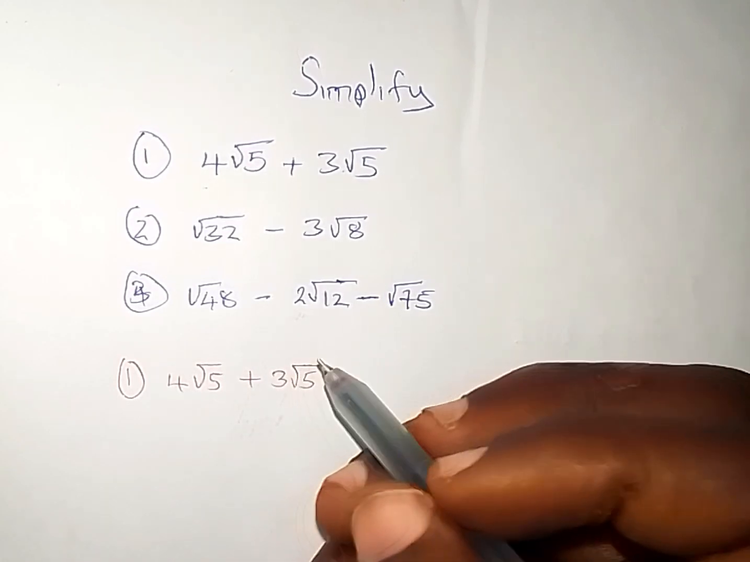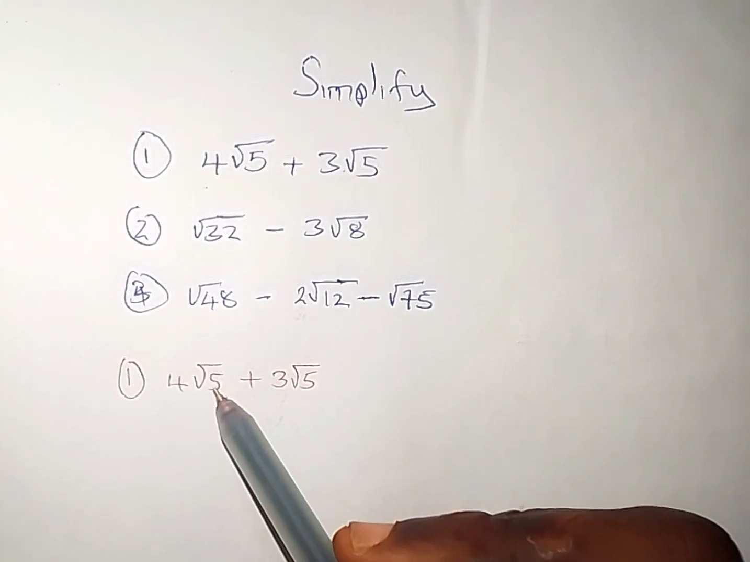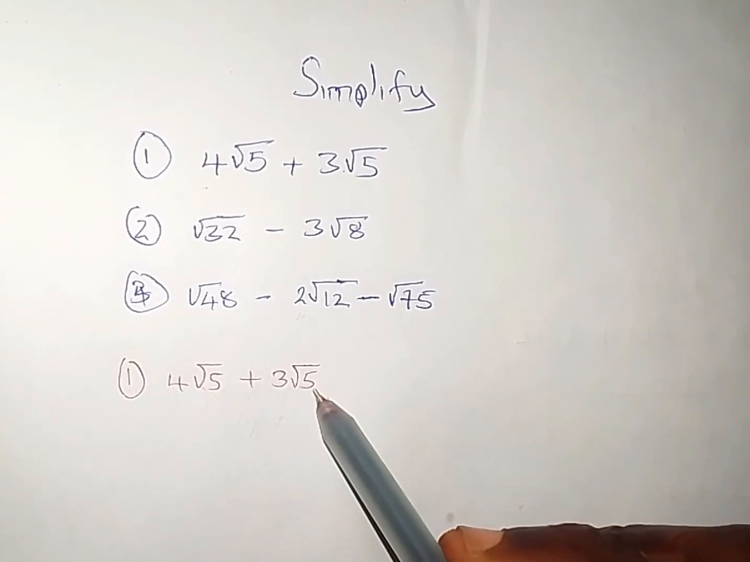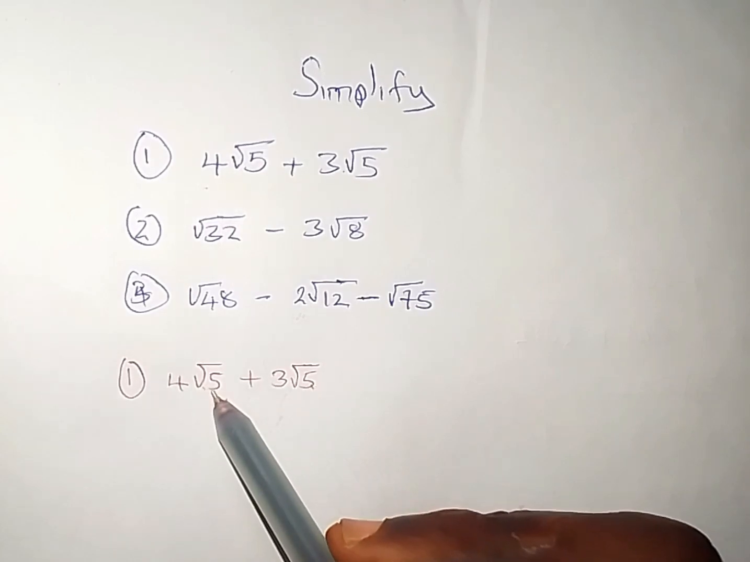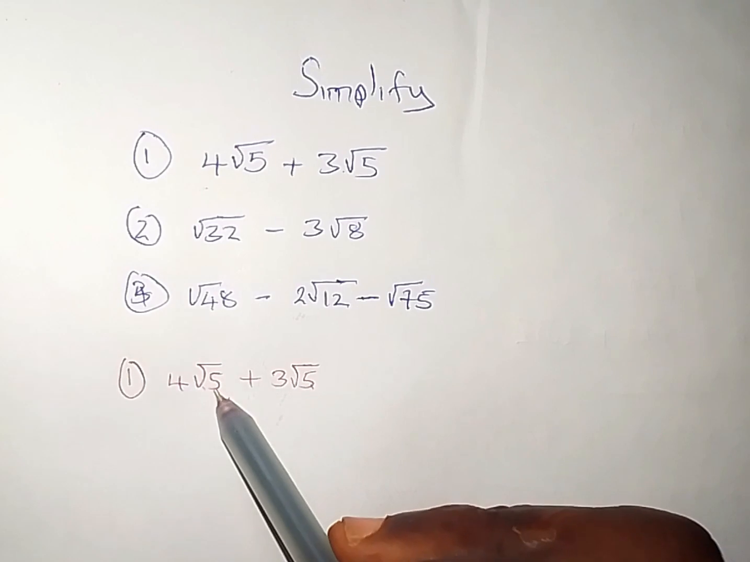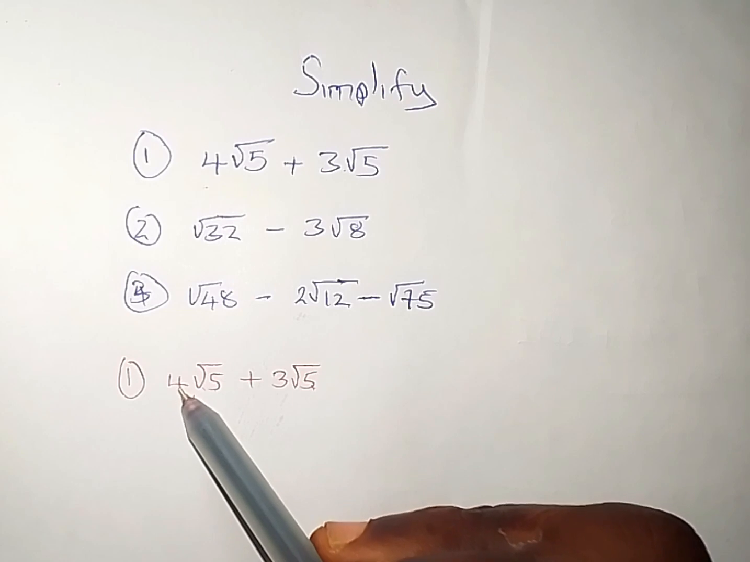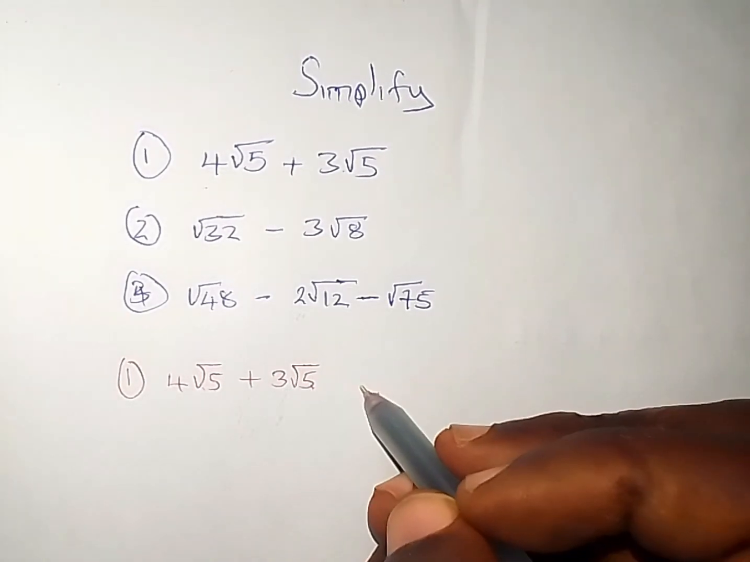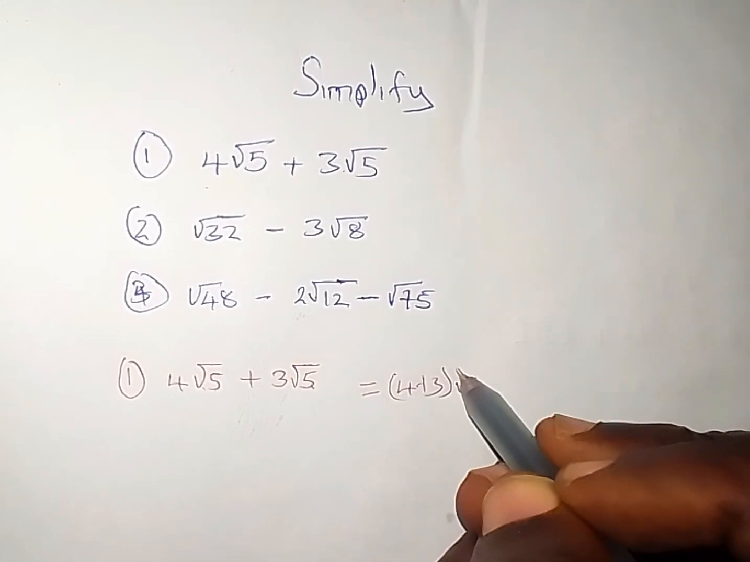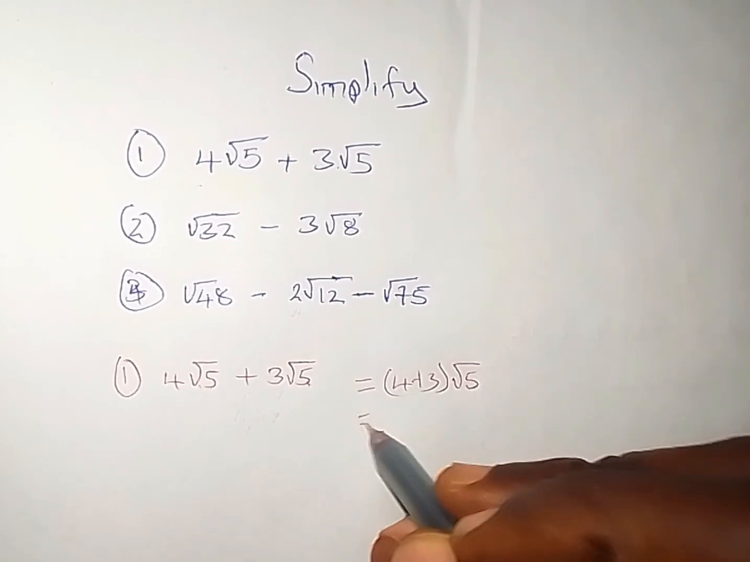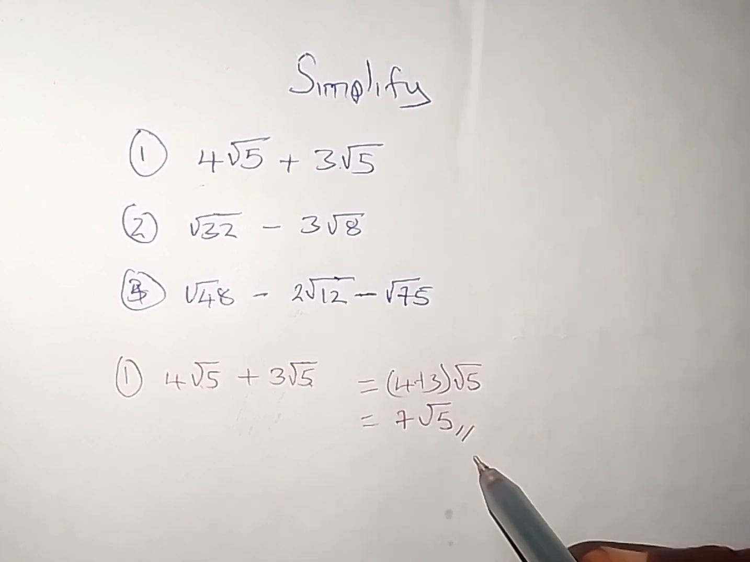In adding or subtracting a surd of two or more surds together, their irrational parts must be similar or the same. Looking at this, the irrational parts, square root of 5 and square root of 5, are similar. Hence, we add the rational parts together. So this is going to be 4 plus 3, then you pick one of the irrational parts, which is square root of 5. This is going to be 7 square root of 5. So that is the answer.